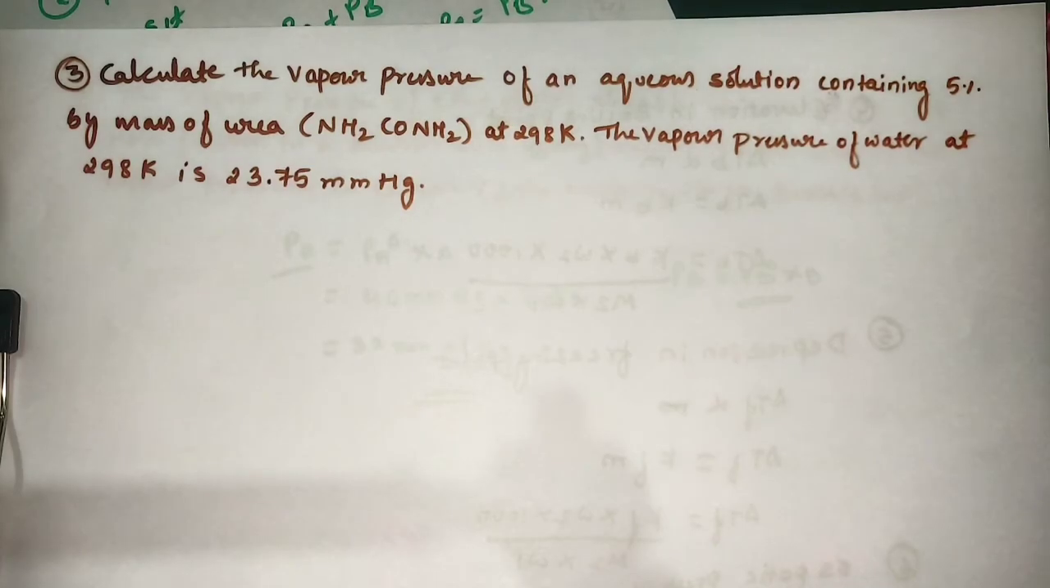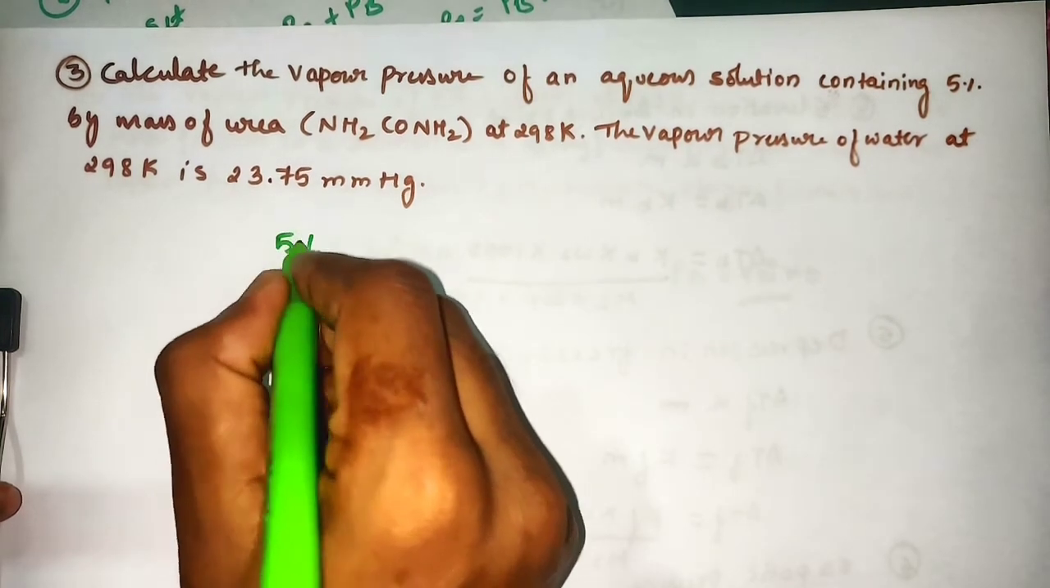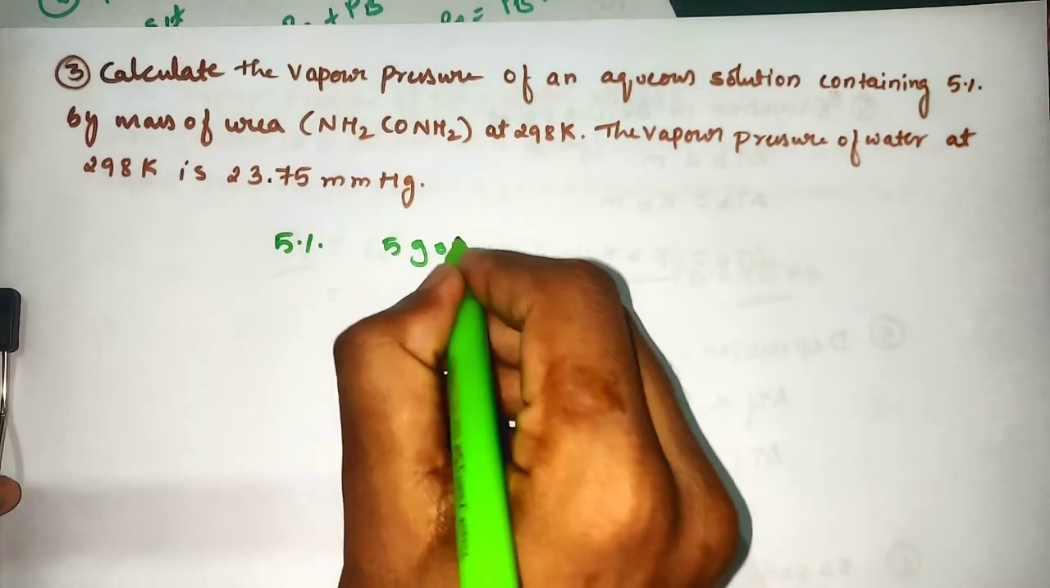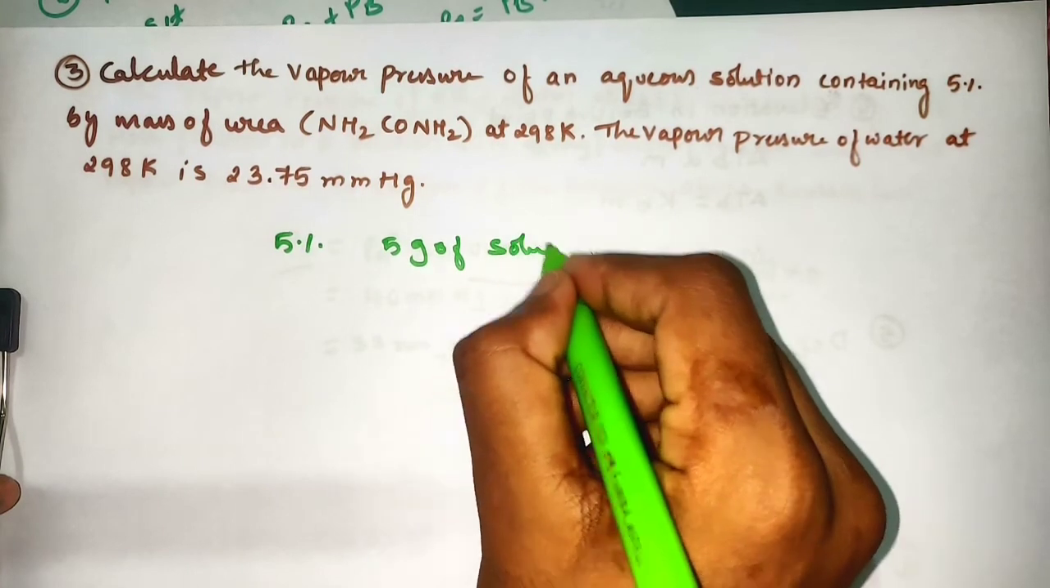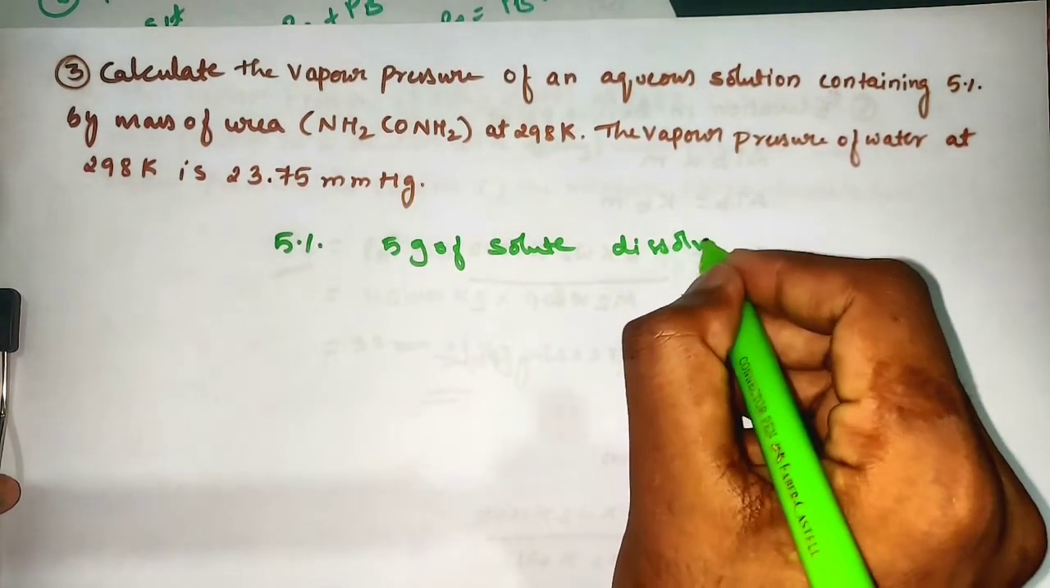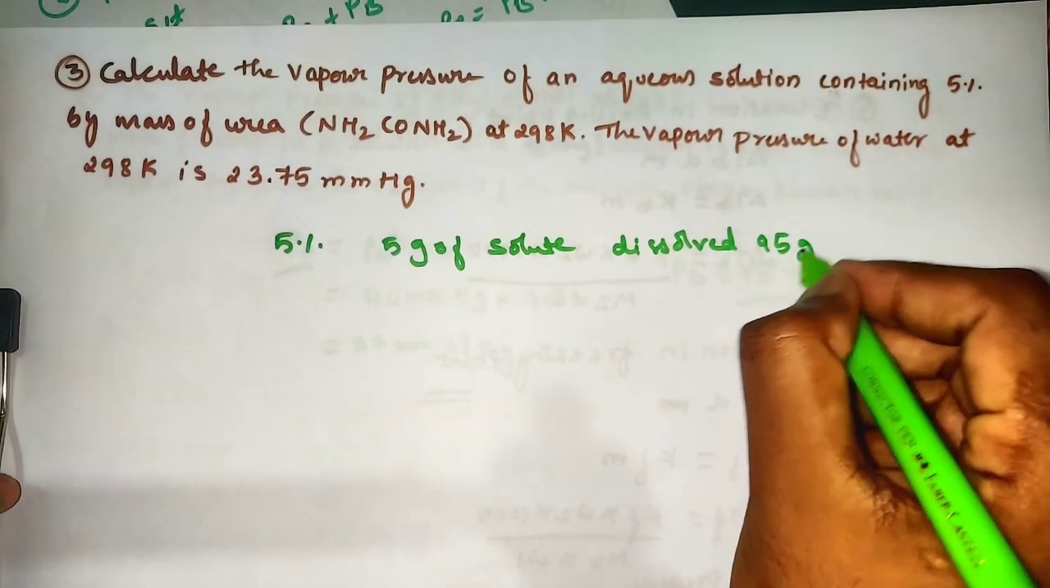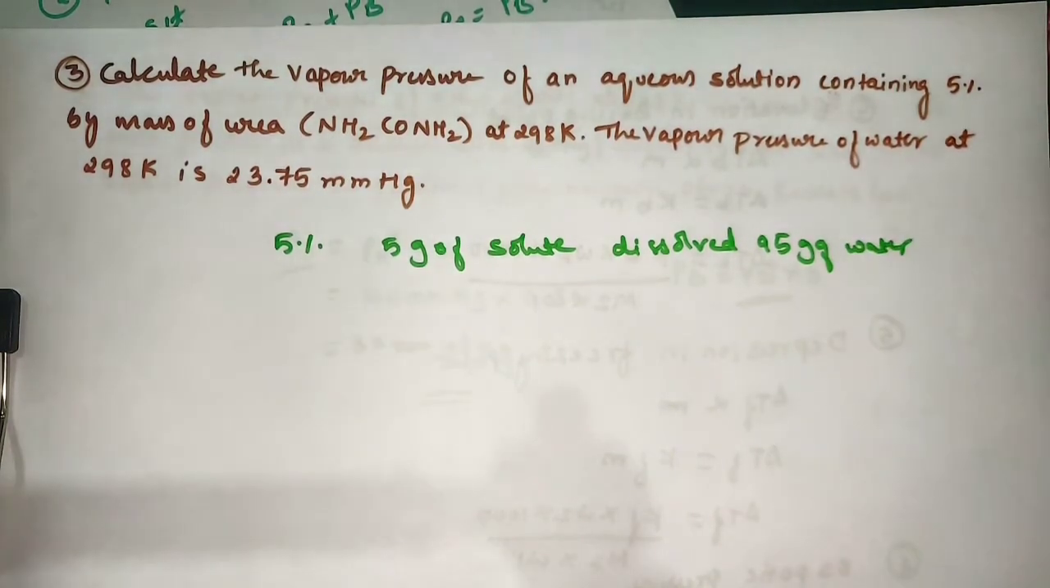The third one is, calculate the vapor pressure of an aqueous solution containing 5% by mass of urea at 298 Kelvin. The vapor pressure of water at 298 Kelvin is 23.75 mm Hg. So what we have to calculate is the vapor pressure of an aqueous solution. The solution prepared in percentage, for example here 5%, means 5 gram of solute dissolved in 95 gram of water, because it is an aqueous solution.